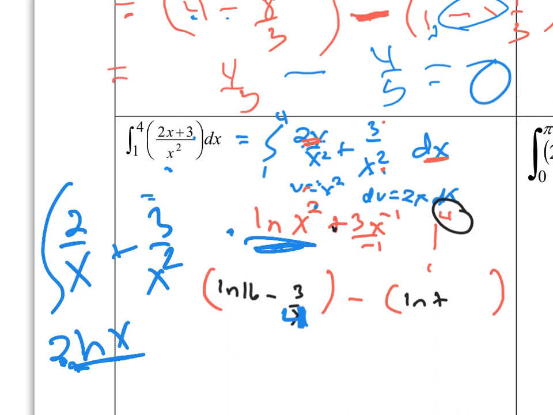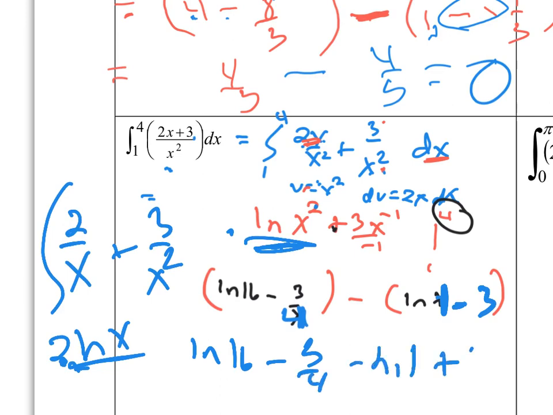Anyway, I'm back again plugging in the 1. That's a natural log of 1 squared, which is 1. It says a plus, but it's actually a minus. So I'm going to go minus 3 over x becomes 3 over 1, which is minus 3. Now I'm going to take off all the parentheses. Natural log of 16 minus 3/4 minus natural log of 1 plus 3.